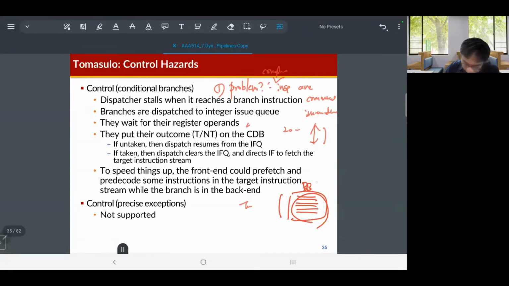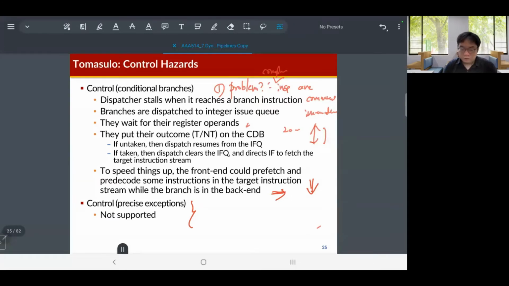But you need to understand that in the original Tomasulo algorithm, if a processor encounters a conditional branch instruction, we cannot execute instructions after this conditional branch instruction. Okay. And then another issue of the Tomasulo algorithm is that it cannot support precise exceptions. Okay. So why? Why?